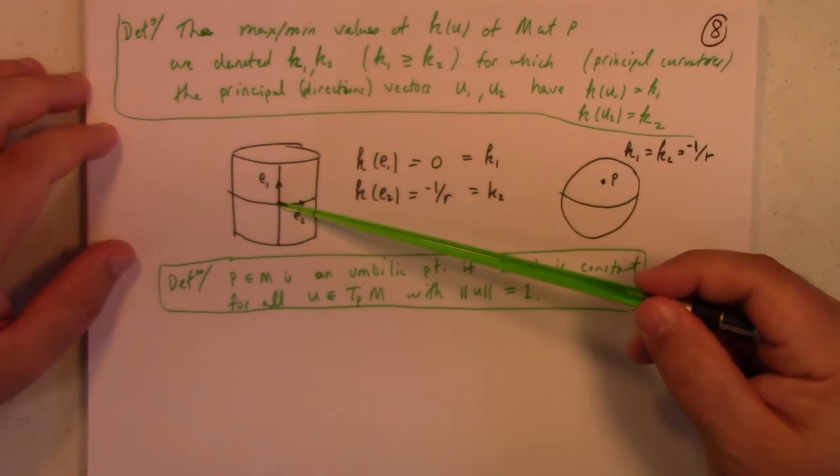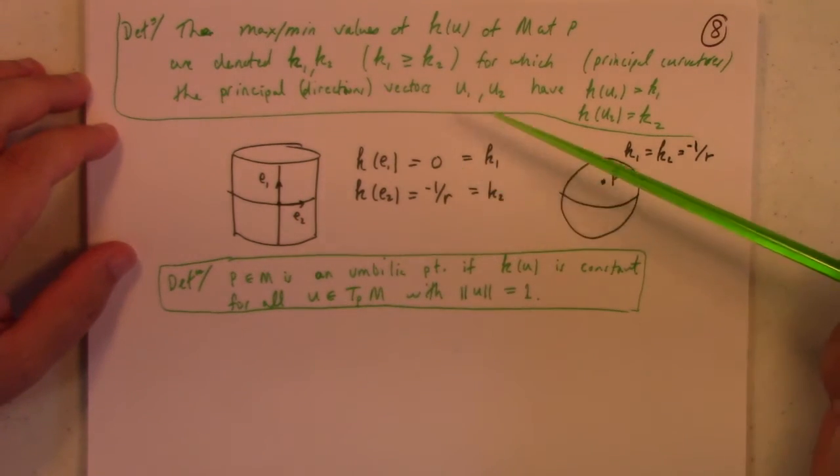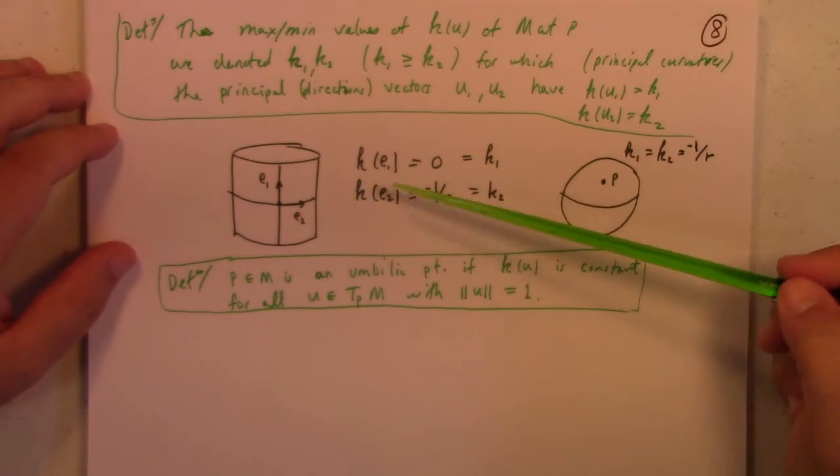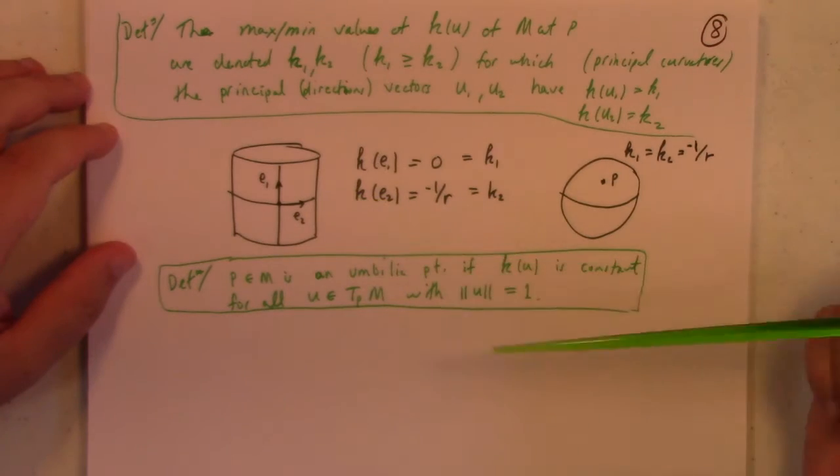If we fix that point P, then E1 is a principal vector and E2 is a principal vector. K of E1 is 0. That's the maximum value. K of E2 is minus 1 over r. That's the minimum value for the normal curvature to the cylinder.